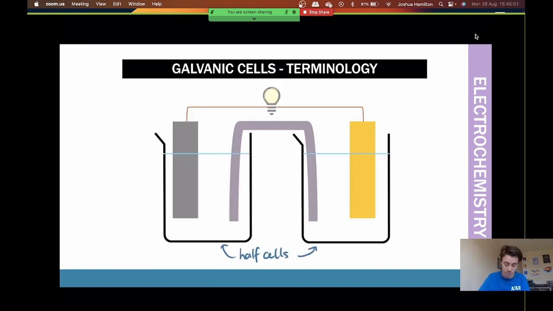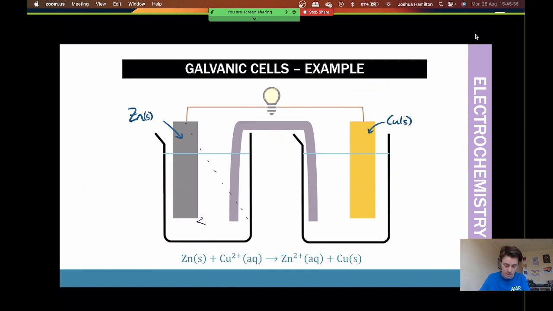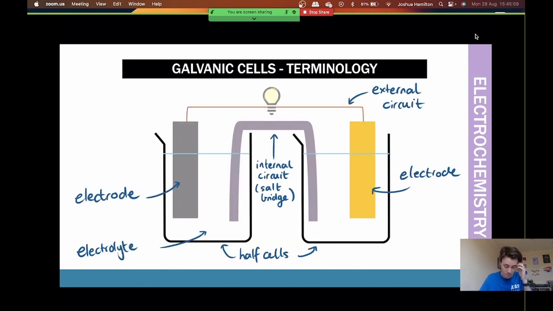So a galvanic cell, if you look at this here, this is really nicely diagrammed. This is a really nice diagram here that has all this sort of drawn out. We'll come back to it. But essentially, this is a really good way of producing a galvanic cell and drawing it out on the page. You have your two electrodes, you have your electrolytes, you have your internal circuit, or referred to as your salt bridge, you have your half cells, and you have an external circuit.